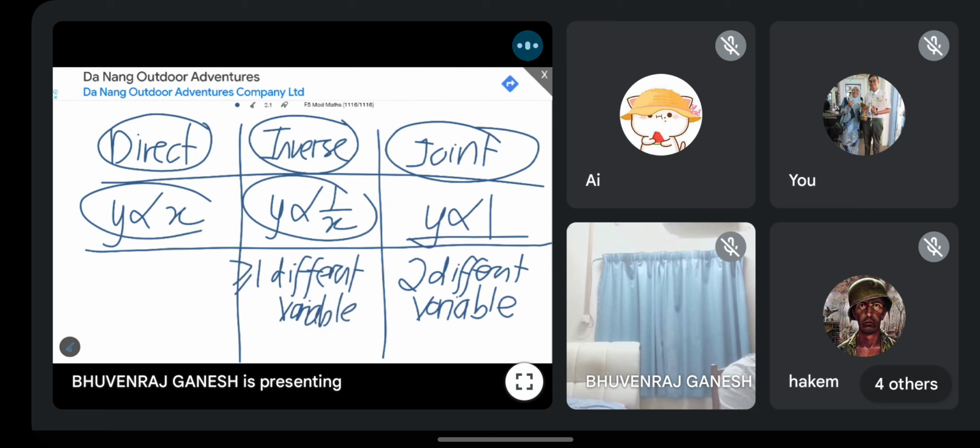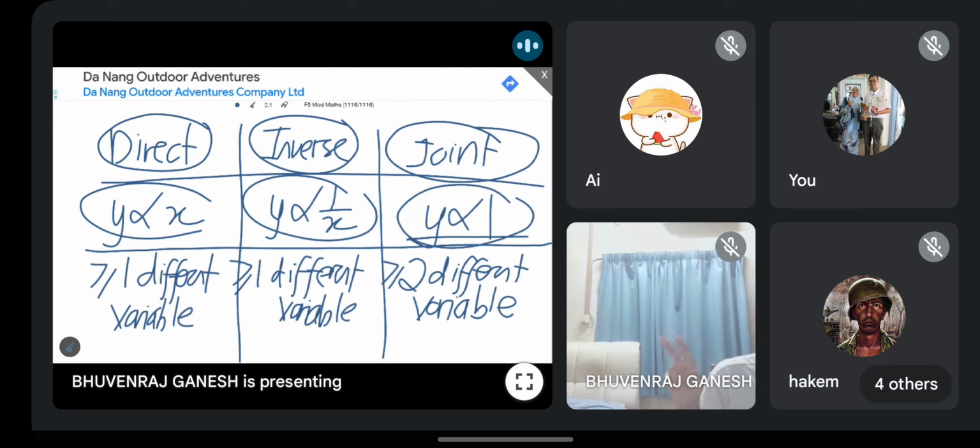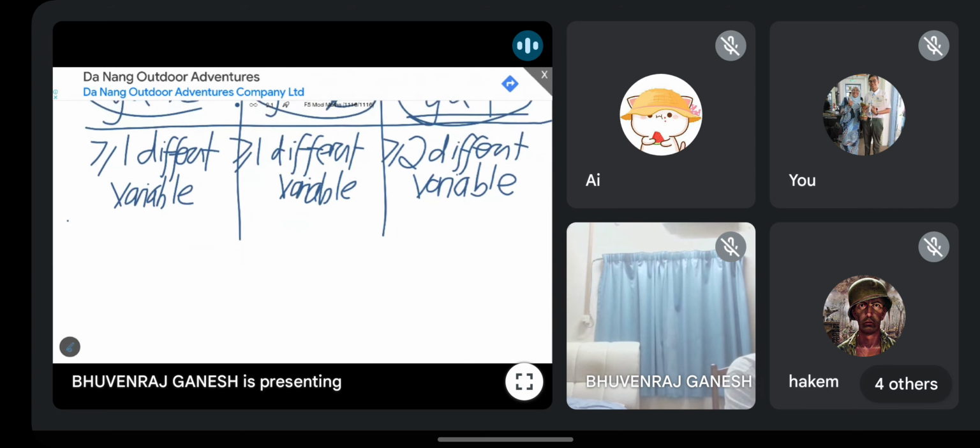Greater than or equal to one. Same for direct. Greater than or equal to one different variable. But for joint, must be two and above. Okay, kena dua dan lebih. Can you all understand this, guys? Important point. So this is the reason I showed to you why you must have two different variables to form joint variation. Okay, so very simple.